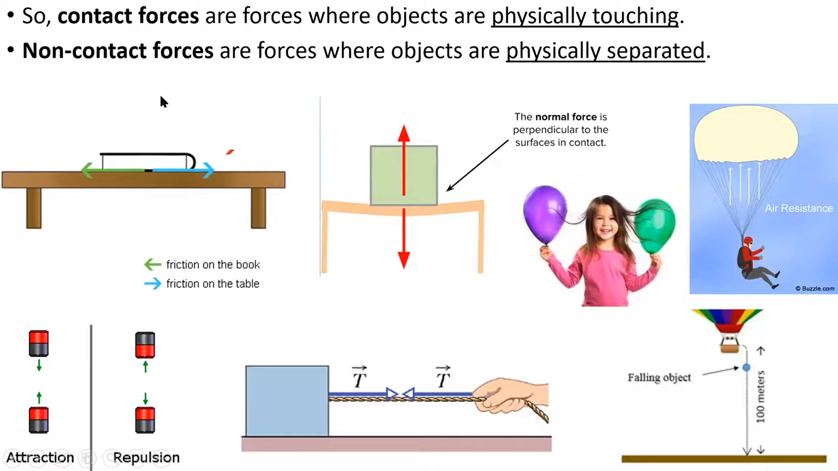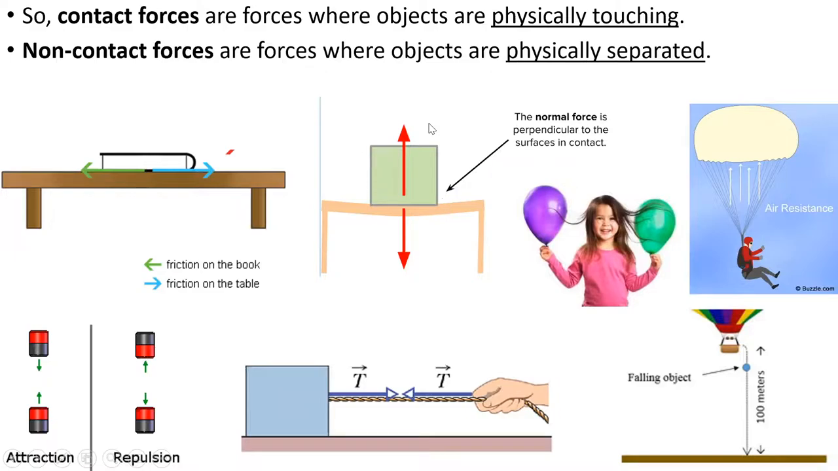So we've got a few scenarios here. We've got the friction, the magnets, someone pushing a block along. Okay, this is tension in the rope. Now I'm going to introduce something called a normal force. This is a new word. The normal force is perpendicular, so that means at right angles to the surface in contact.